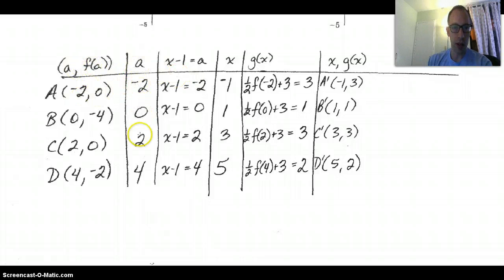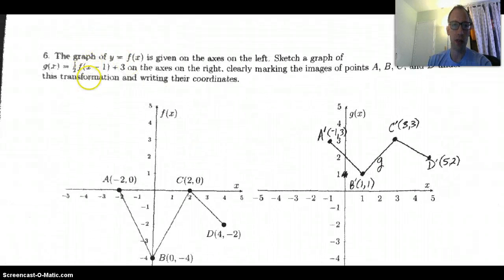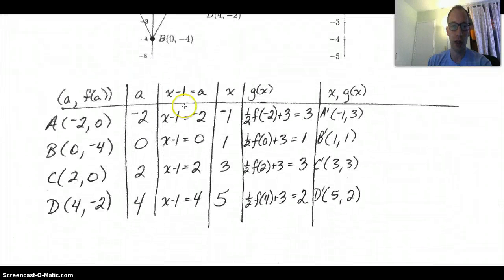And so I'm pulling out here in this column just the first value of each of those original coordinate pairs. This x minus 1 is coming from the transformation that I'm going to be doing here, f of x minus 1. So this gives me the new x values. And essentially you can see I'm just doing a shift 1 to the right of the original x values.